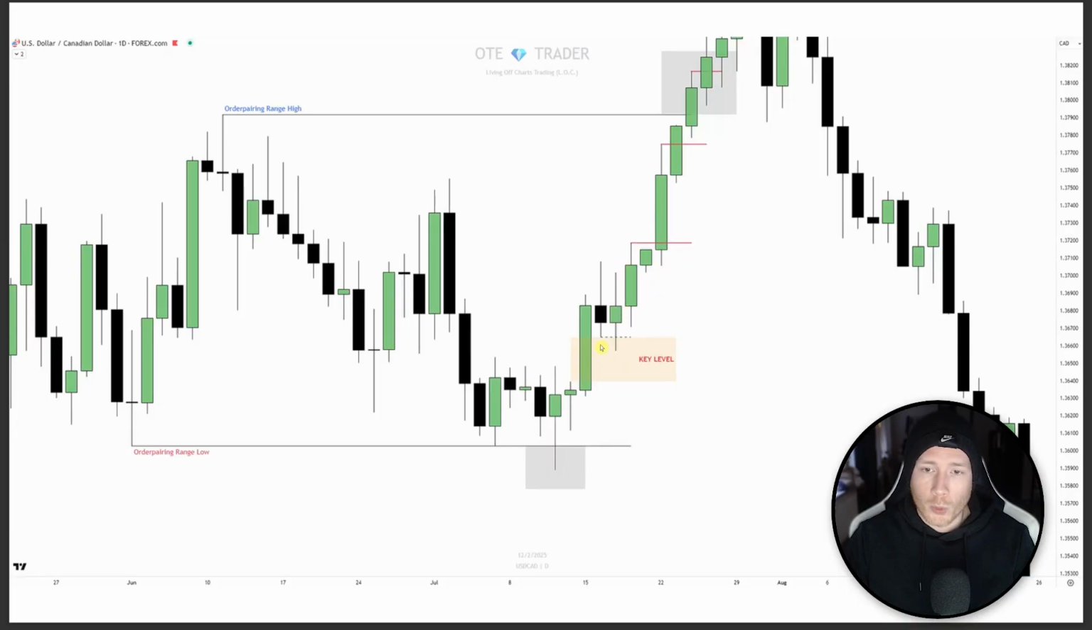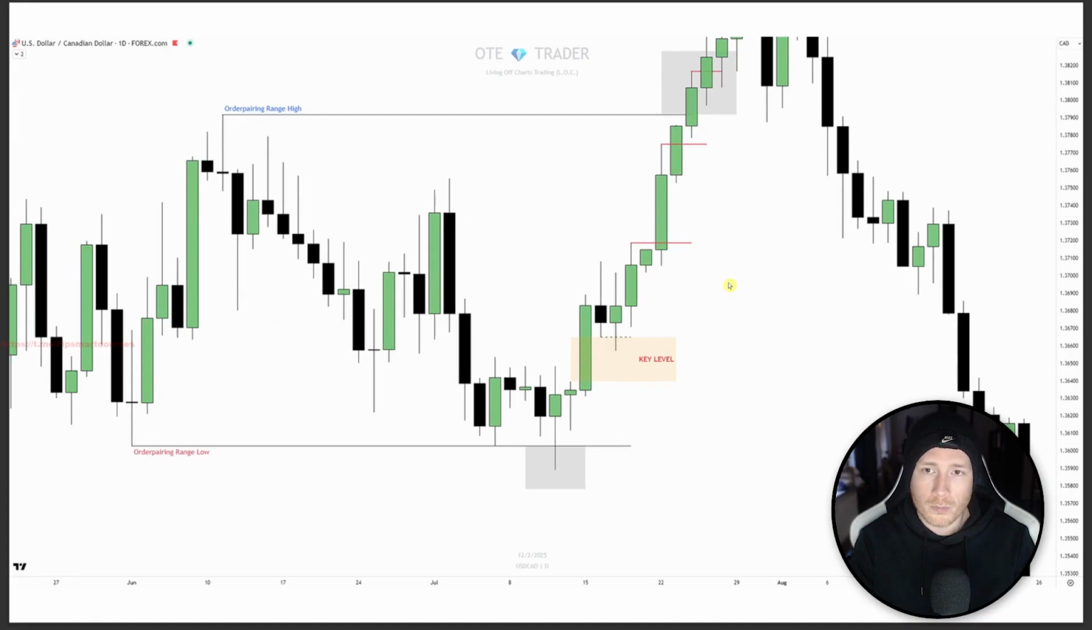And look what happens afterwards, right? After we have that key level hit, closure confirms our direction. Every daily candle high gets purged until we are at the order pairing high. And I specifically took this example because I like to show examples where I took trades myself. And this is a specific trade I took myself.